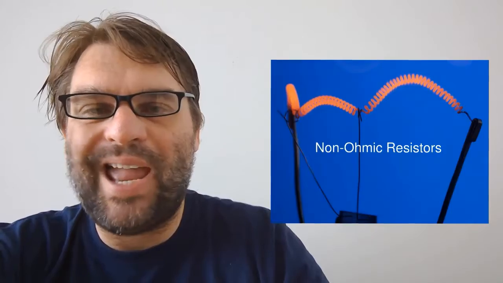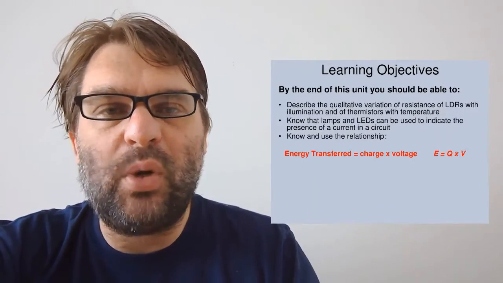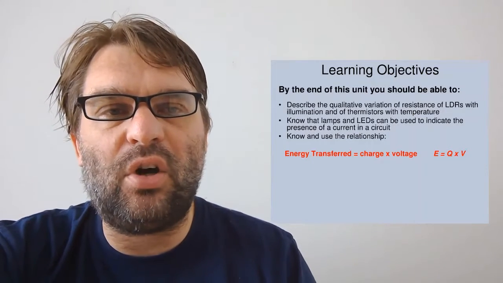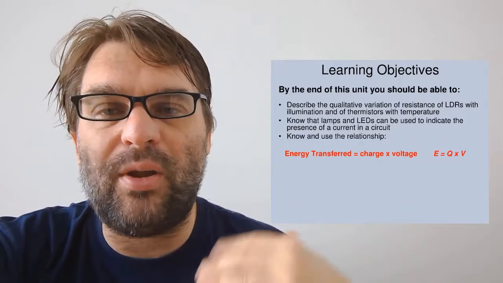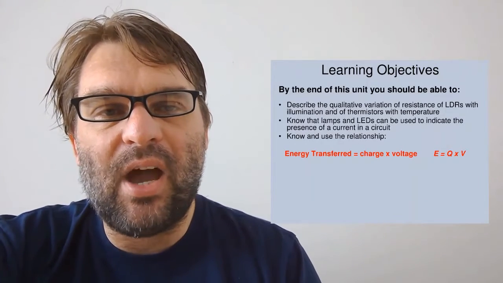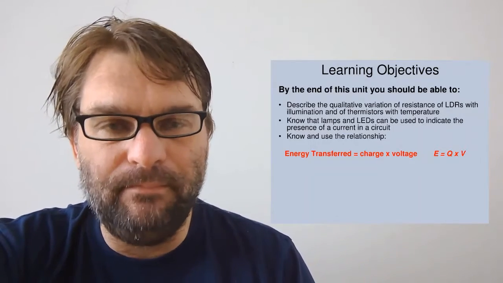Okay, so today we're going to look at non-ohmic resistors. In today's lesson, there are 3 learning objectives. We're going to describe the effect of brightness on the resistance of light-dependent resistors, and how resistance in thermistors is affected by changes in temperature.